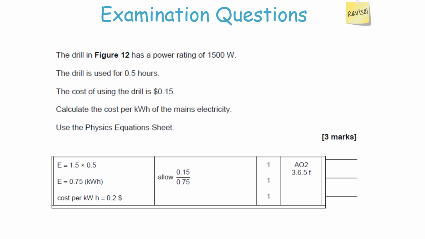Now the cost of using the drill was 0.15. So what we say is we do 0.15 divided by 0.75. So therefore that value is going to be $0.2. So that's the cost per kilowatt hour.